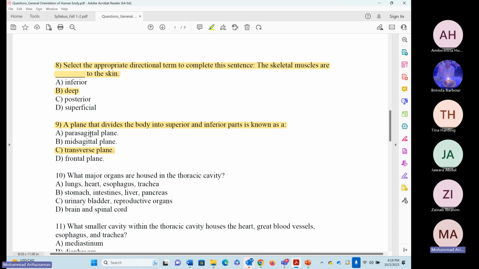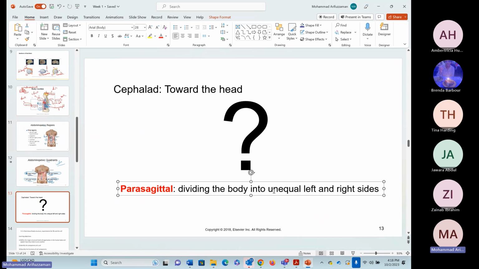Is it clear, the parasagittal? It is dividing the body into unequal halves. You can see the unequal left and right sides.